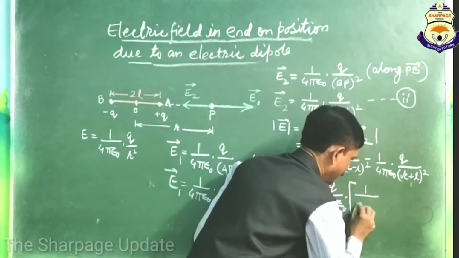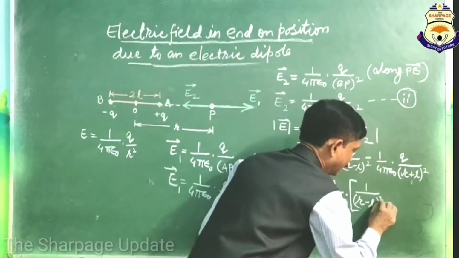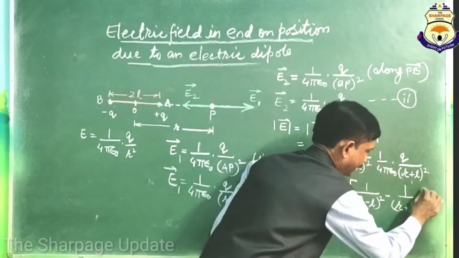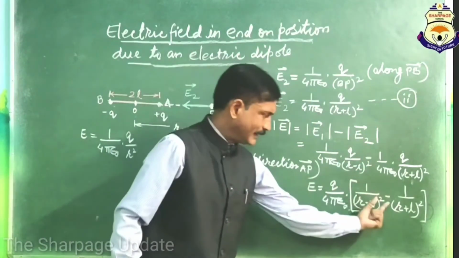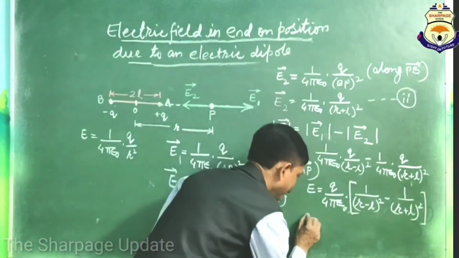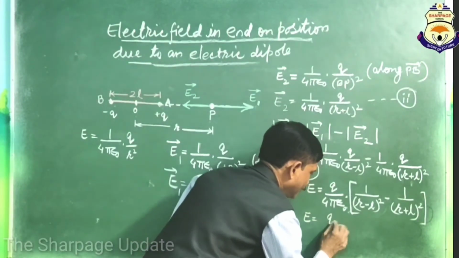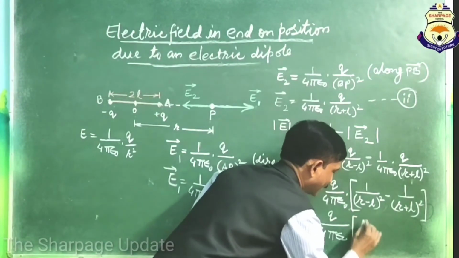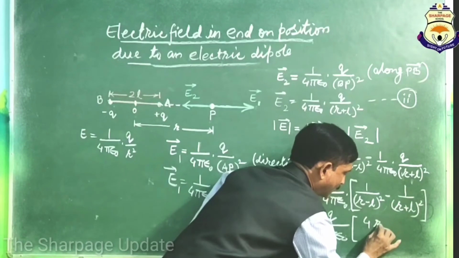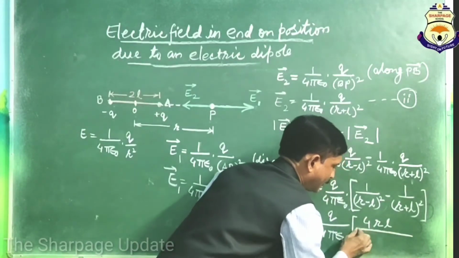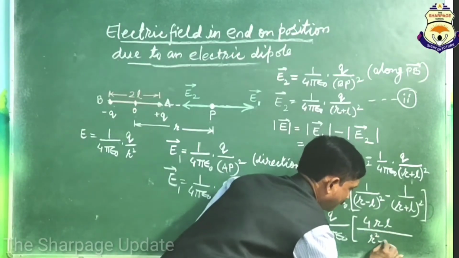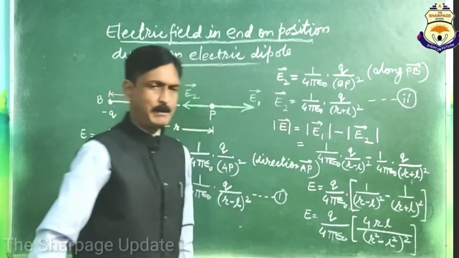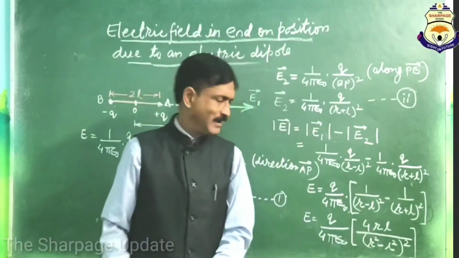So 1 upon (R minus L) whole square minus 1 upon (R plus L) whole square. By calculating this bracket, we can write here E equal to Q upon 4 pi epsilon 0 into 4RL upon (R square minus L square) whole square. मैंने यहाँ पर ये टर्म डायरेक्ट लिखी है, कैसे?